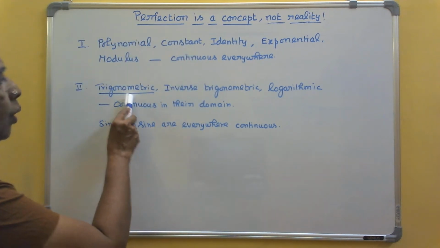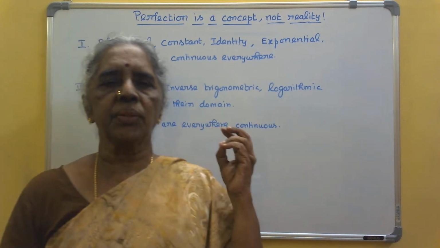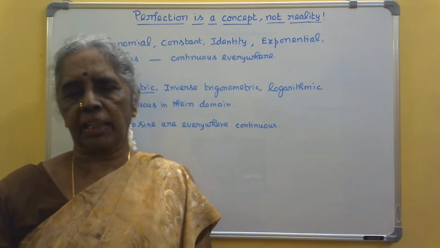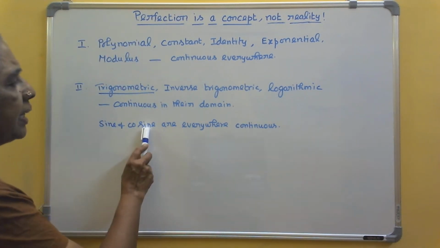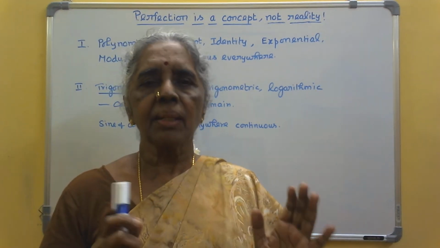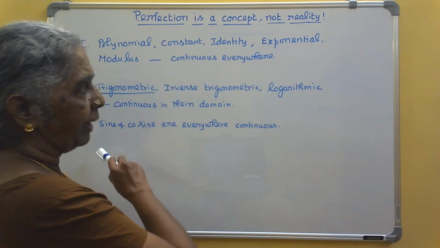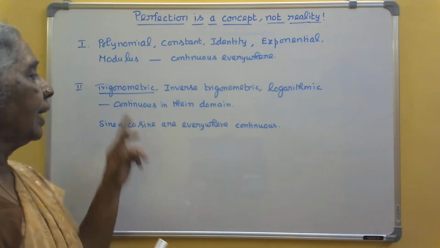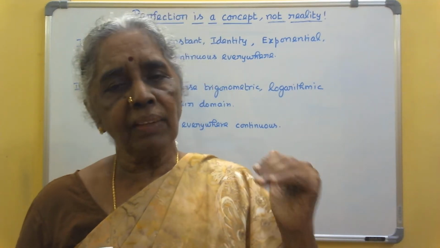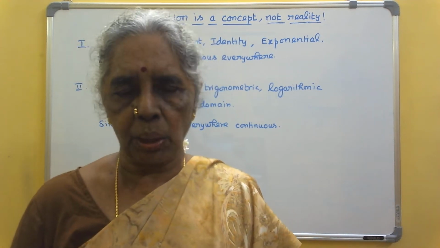Then the trigonometric functions. There are 6 trigonometric functions, isn't it? Sine function, cosine function, tangent function, cotangent function, secant function and cosecant function. Of these, sine function and cosine function are everywhere continuous. Now let us deal with the other 4 trigonometric functions, the inverse trigonometric functions and logarithmic functions. These are all continuous in their domain only. Now I will explain what the domain is, where they are continuous and where they are discontinuous.